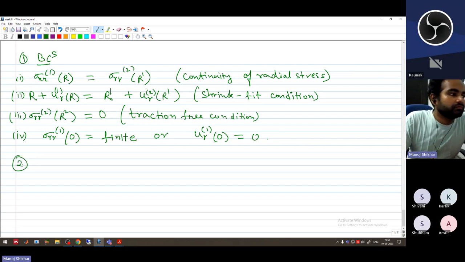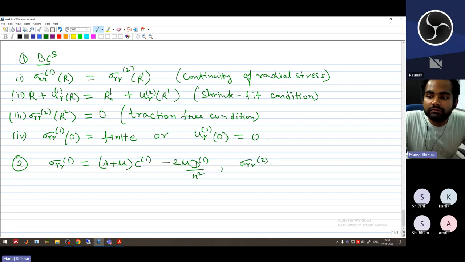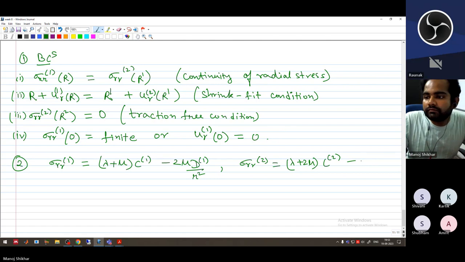Now the second question. We have sigma RR1 equal to lambda plus mu into C1 minus 2 mu D1 by R square. We have sigma RR2 equal to lambda plus 2 mu into C2 minus 2 mu into D2 by R square. Okay.